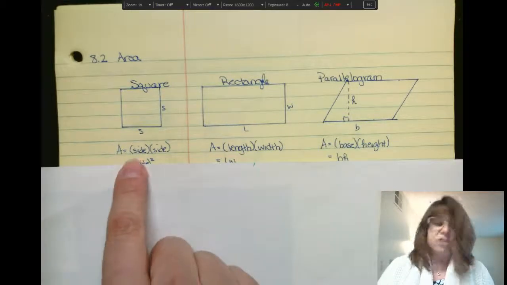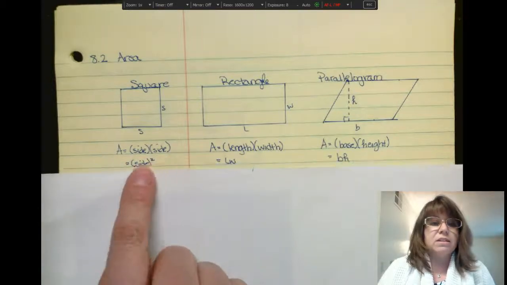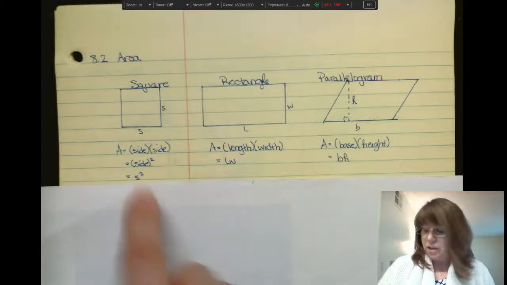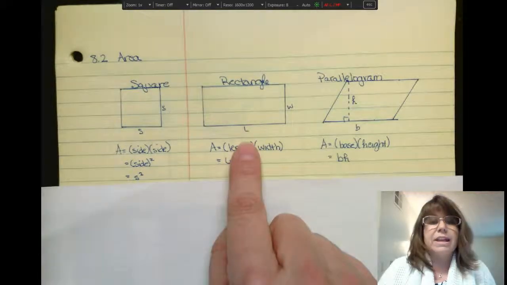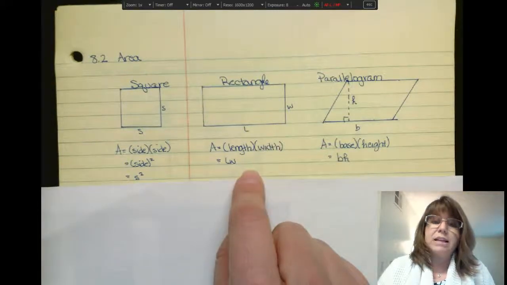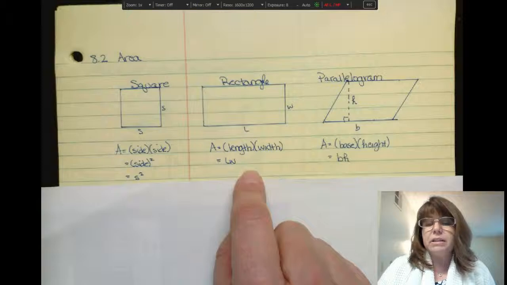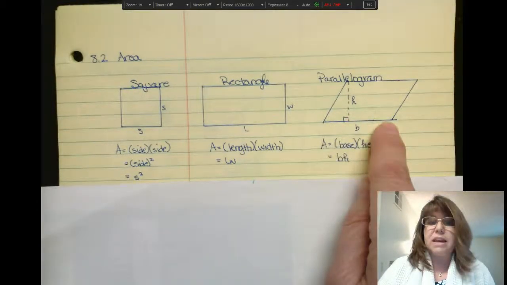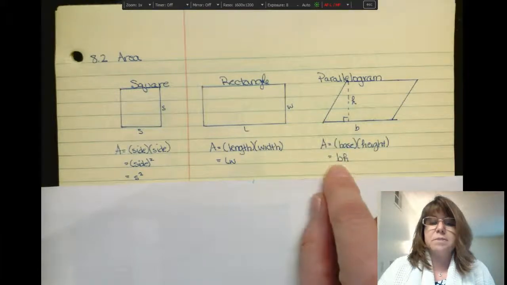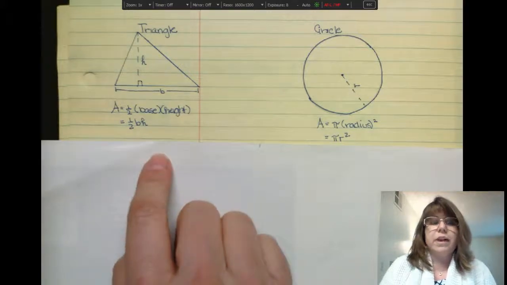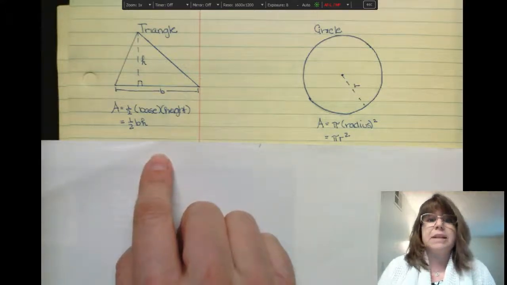For the square, it's just going to be side times side, side squared. If our side is called S, then it's S squared. For a rectangle, to calculate the area, it's going to be length times width, or A equals LW. For a parallelogram, it's going to be the height multiplied by the base, so base times height, so B times H. We've already worked with the area of a triangle, which is 1/2 the base times the height, or 1/2 BH.